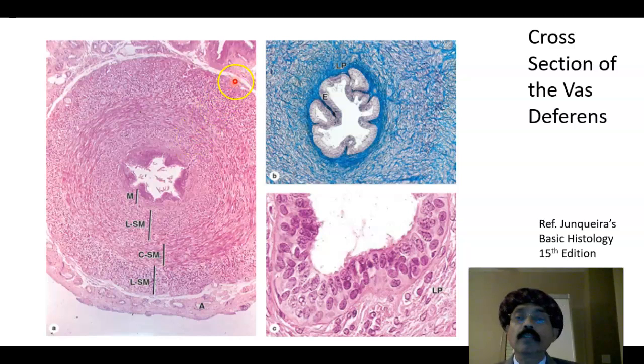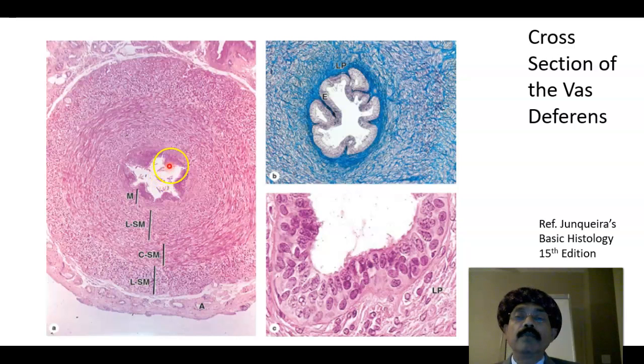These muscles are smooth muscle. They are arranged in three layers. We have the outer longitudinal layer, the inner longitudinal layer, and in between we have the circular muscle layer. We have the lamina propria here, and the lumen is comparatively smaller. The mucosa is longitudinally folded, and this is lined by pseudostratified ciliated columnar epithelium.